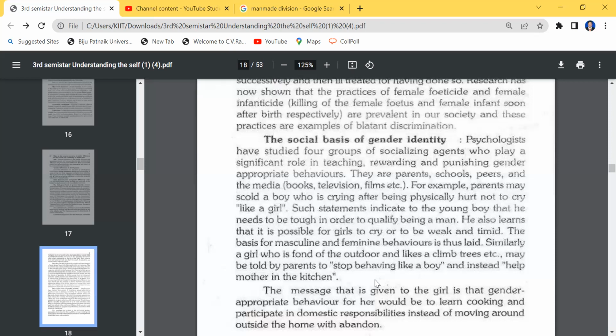Now, in the social basis of gender identities, there are two types of genders we can study. Teachers also give teaching, rewarding and punishing, like the parents. All the students will follow the different types of books, television, etc. So parents should have the good nature to maintain their behavior equally toward both boys and girls. So that is gender diversity.